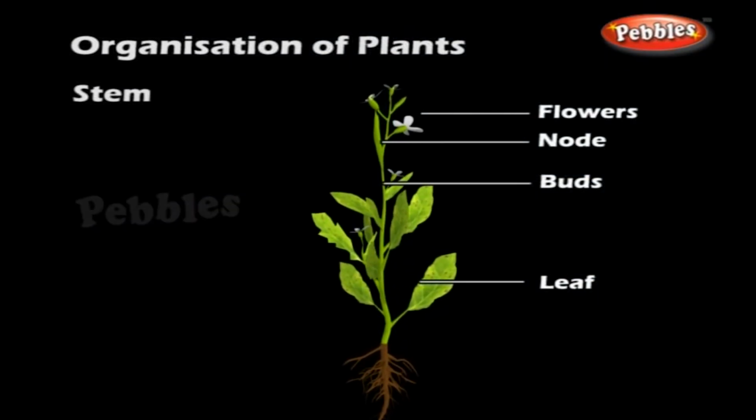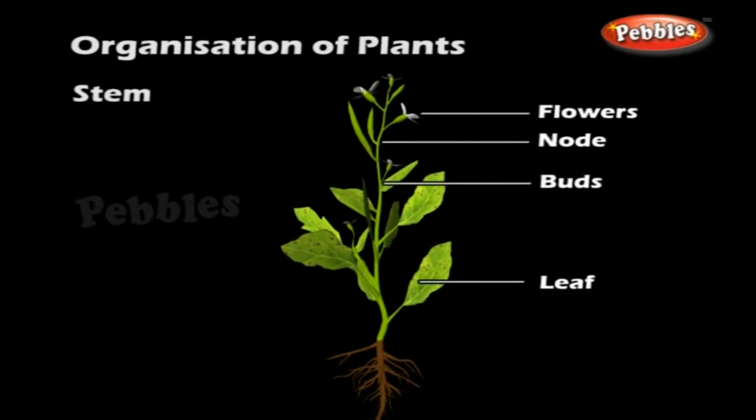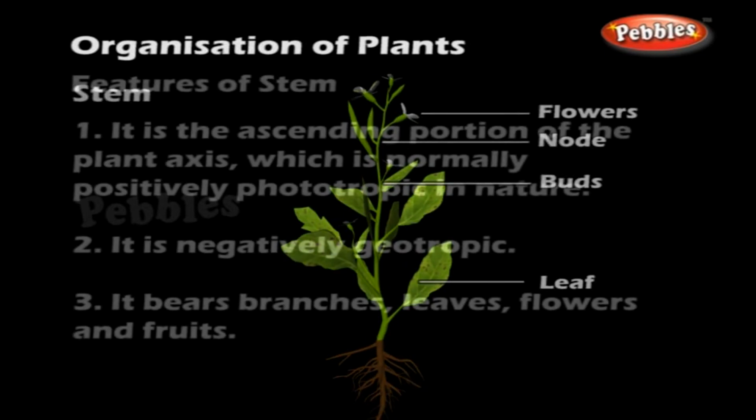Stem. Stem is usually the ascending part of the plant axis, which develops from the plumule part of the embryo and ultimately bears such parts as nodes, internodes, buds, leaves, flowers, and fruits.